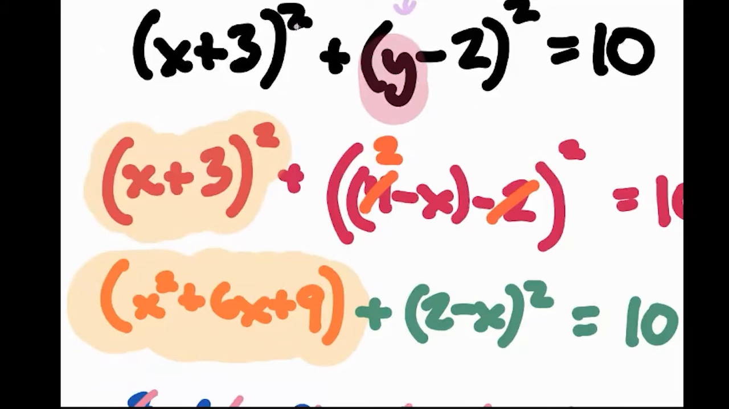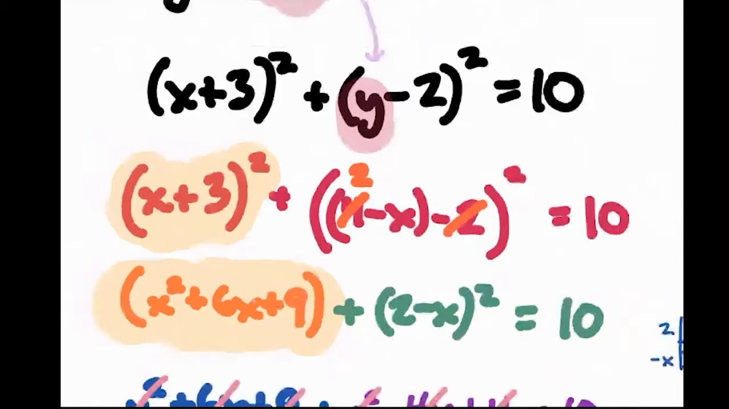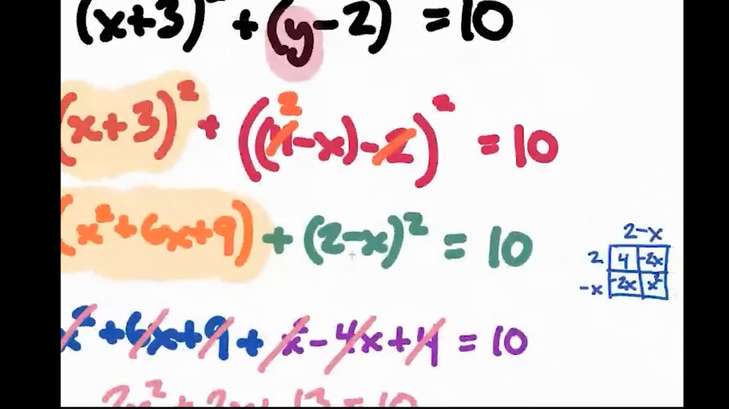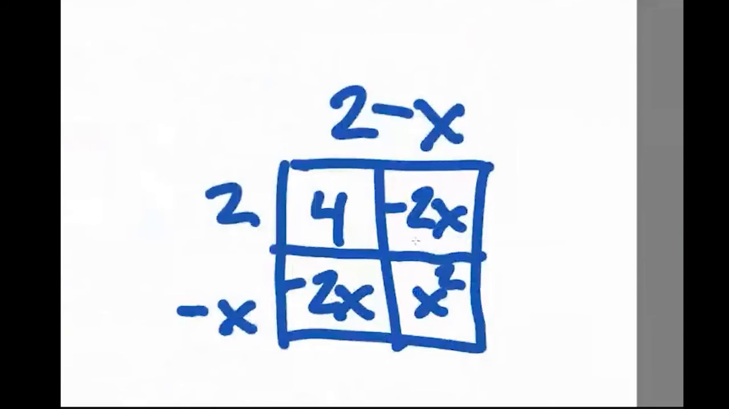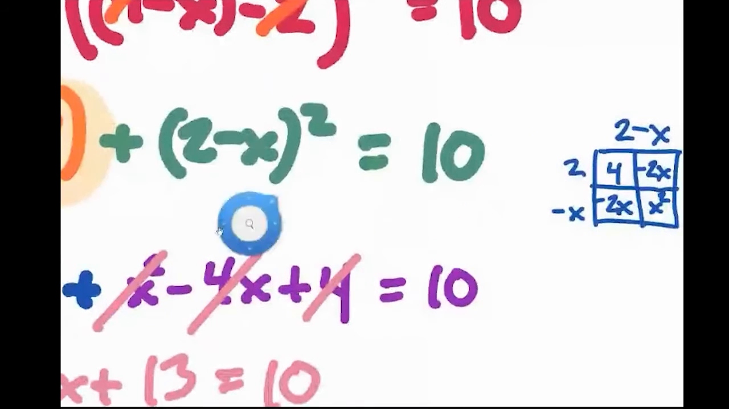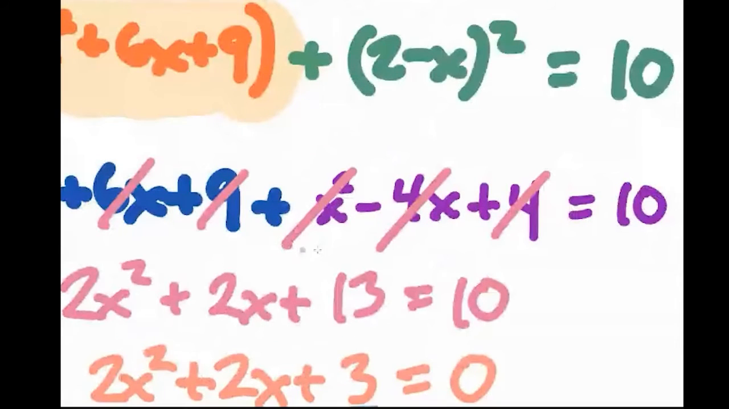That x plus 3 quantity squared, I expanded that out right here in the orange. That's what this is right here. If you grid it out, you should get that. Then what I did was I gridded out this 2 minus x squared over here. Again, when in doubt, grid it out, if you can't do it in your head. That's what I wrote in the purple right here.